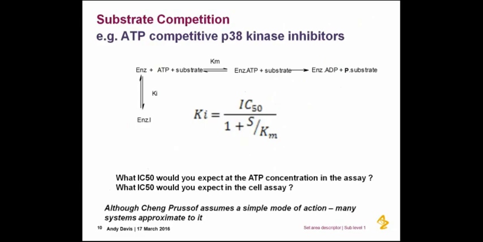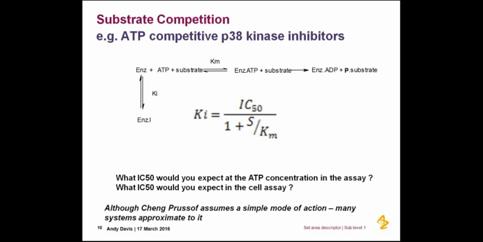So this is a rather straightforward one. It's a P38 kinase problem. And we know that our compounds are competitive with ATP at P38. So as we change the ATP concentration, the observed activity of our compounds will change. So what's the IC50 in our enzyme assay? What's the IC50 in our cell assay? And can we understand the difference?